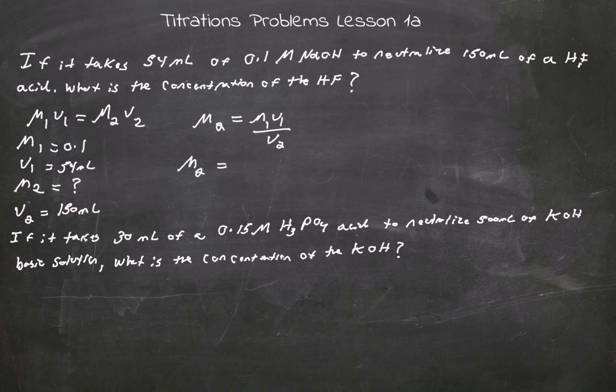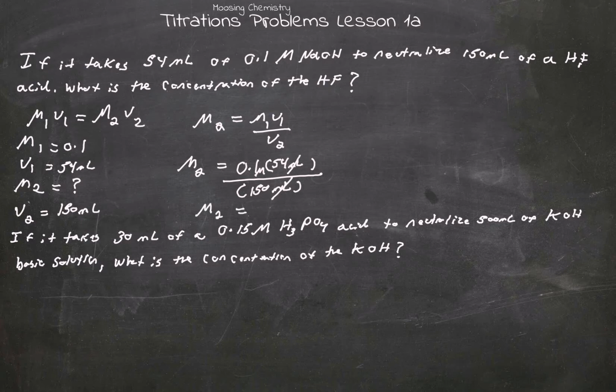So we're going to go ahead and put in our values. We get M1, 0.1, times our V1, which is 54 milliliters, divided by 150 milliliters. So the milliliters cancel out. Let me plug this into my calculator and see what I get.